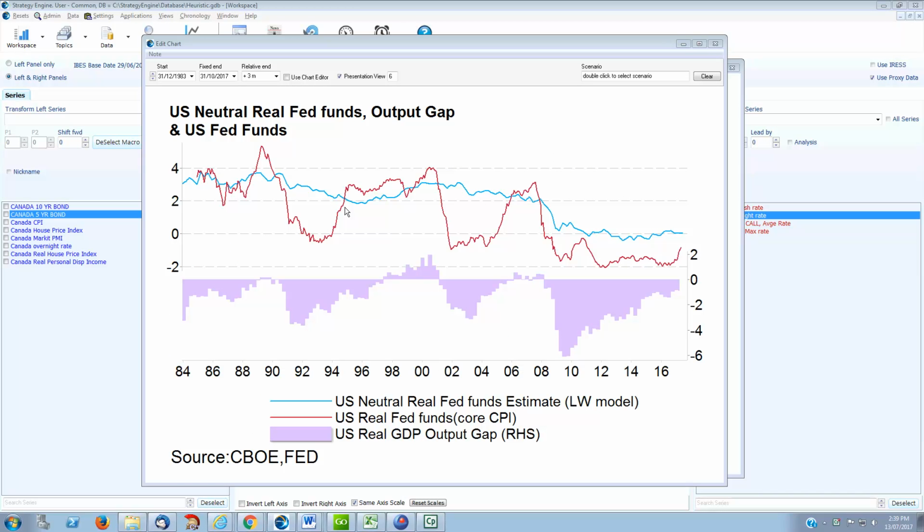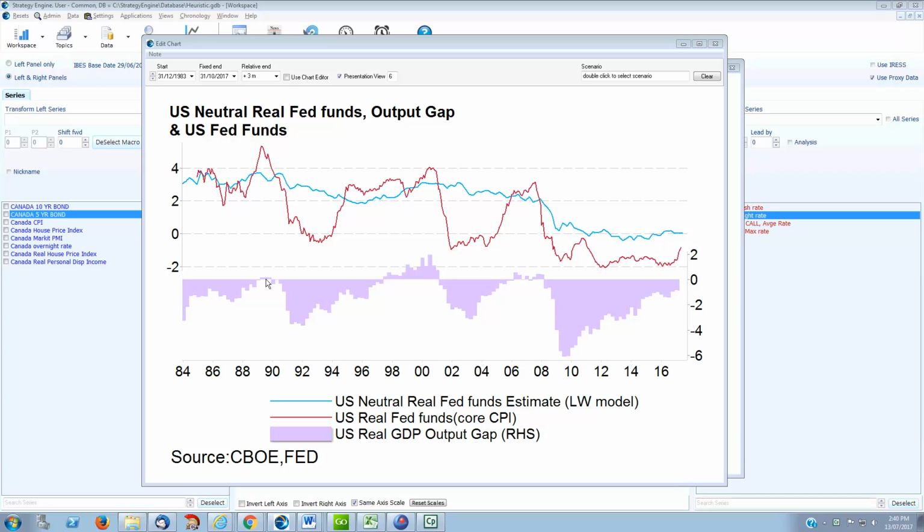Yes, the discussion as to when the central bank or the Fed should reach neutral policy generally centers around some sort of concept of the output gap, and that's represented by the purple bars here. This is from the Fed estimates of what the real GDP output gap is. And the two lines there are the ones that we just discussed a little bit earlier on, the actual real Fed funds rate and what is perceived to be the neutral real Fed funds rate.